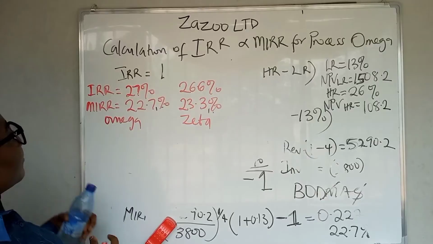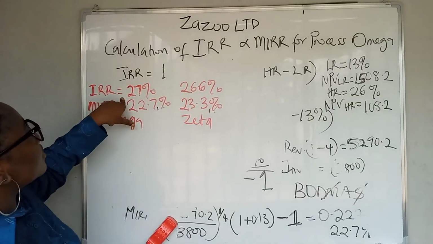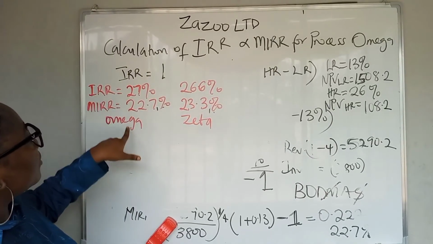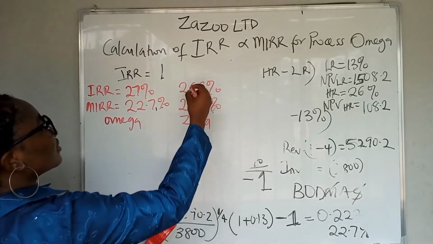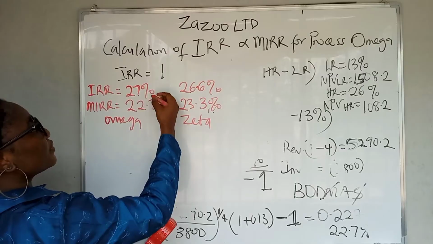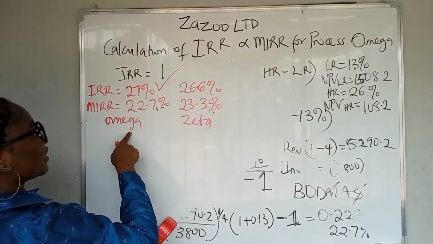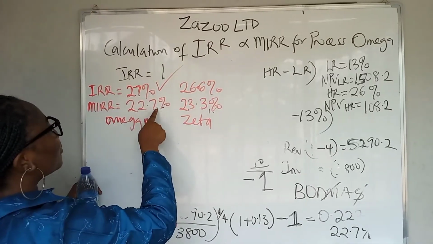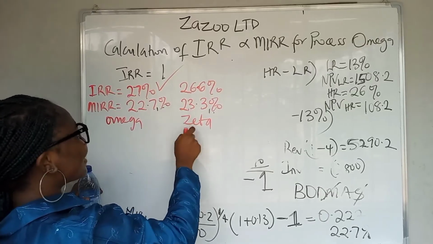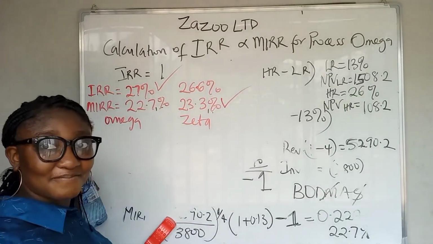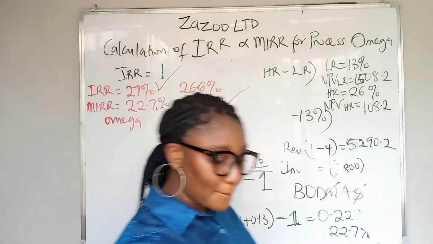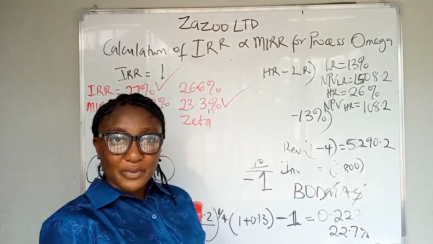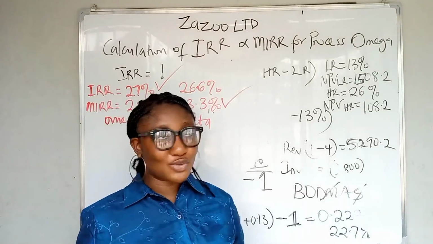If the MIRR, since the IRR of omega is greater at 27%. It is close though, but 27% omega is better, right? But for MIRR, zeta is better because zeta is higher. So that's what you write. Based on the computation, because that's the recommendation. You not just solve, you don't understand what you solved.